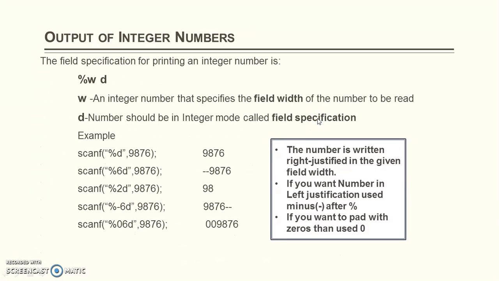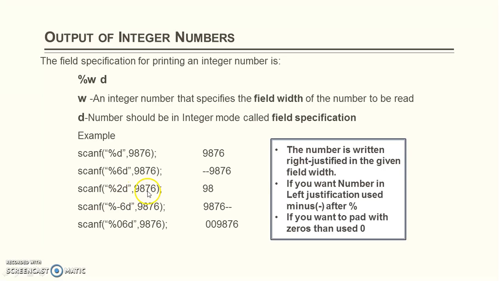Now let's discuss how you will get a formatted output for an integer number. The field specification for printing an integer number is %wd, where w is an integer number that specifies the field width of the number, and d indicates the integer value. That means if you write %d with 9876, it will display the number as given, 9876. But if you write %6d with 9876, it will by default take right justification. In total it will have 6 digits, and we are giving only 4 digits, so at the start it will add 2 spaces.